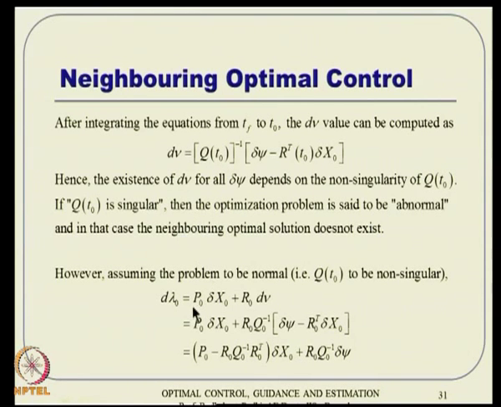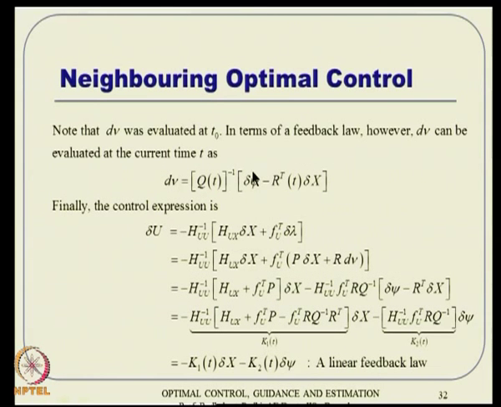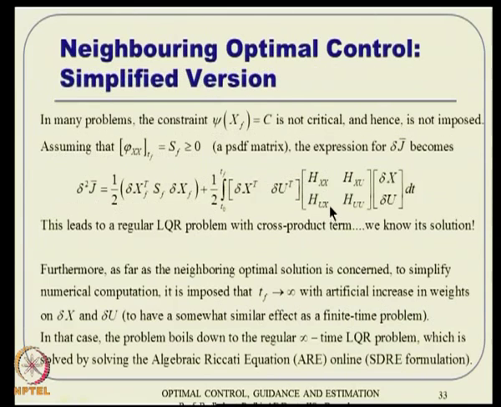Alright. So, with that assumption, you can formulate delta lambda 0, and then d nu also you can calculate, and finally du can be represented like that, and ultimately it will result in k1 times delta x and k2 of t times delta psi. So, that means delta u is a function of delta x and delta psi basically. That is our objective, right. We wanted to compute that delta u, so that you can add it to the nominal u that is available, and you can go ahead.